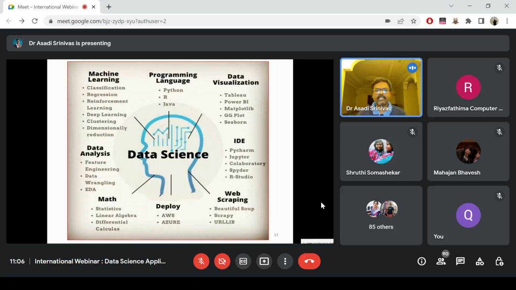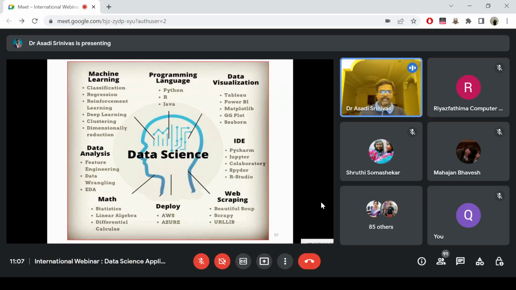And that's why data science covers programming languages like Python or Java. For data visualization, we are using Tableau, Power BI, Matplotlib, ggplot, Seaborn. Various IDEs you can use: PyCharm, Jupyter, Colaboratory, Spyder, RStudio. Web scraping is nothing but automation. In order to generate automated applications, we are using tools in web scraping, called Beautiful Soup, Scrapy, urllib. Then for deployment, we are using Amazon Web Services, MS Azure.